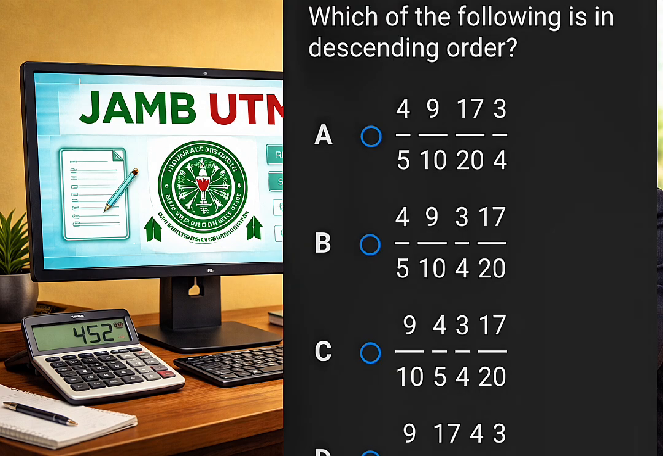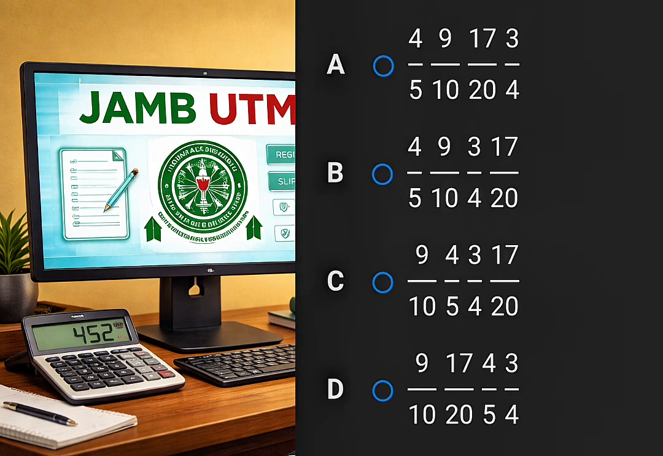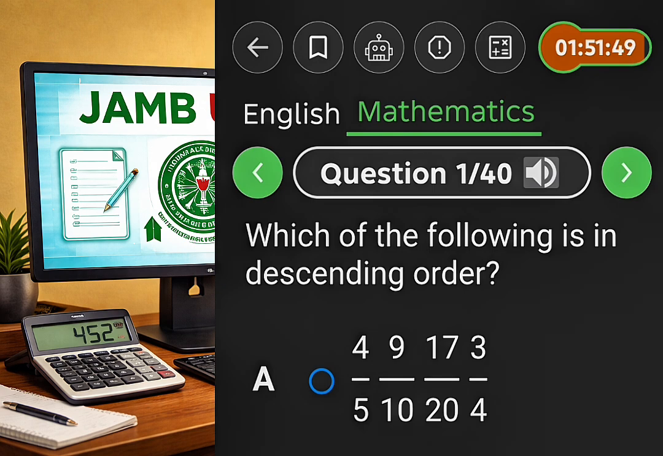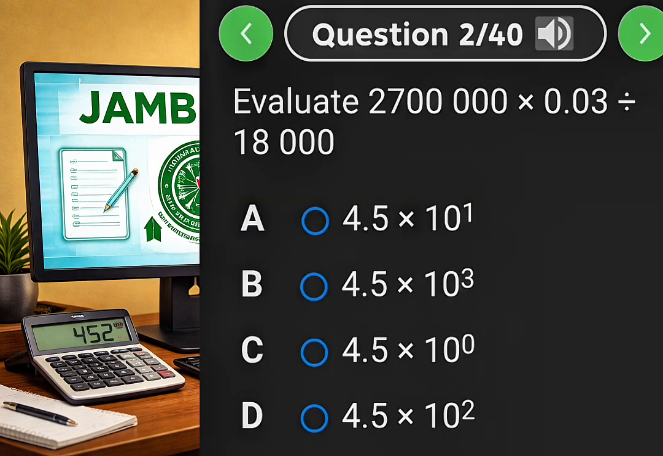So in descending order, 0.9 is the highest, followed by 17 over 20, followed by 4 over 5, and followed by 3 over 4. Then you look for the answer. This is where you quickly need to calculate, because time is spent fast, so you have to work on other questions. For example, evaluate this one times 0.03 divided by 18,000. Of course, you can put this in standard form to get it. Not everything needs the calculator, but if you know standard form and how to convert to indices and other things, you'll be able to work on that. I'm not here to solve mathematics, physics, and chemistry problems, but to show how you can use the calculator on the interface of the JAMB system.